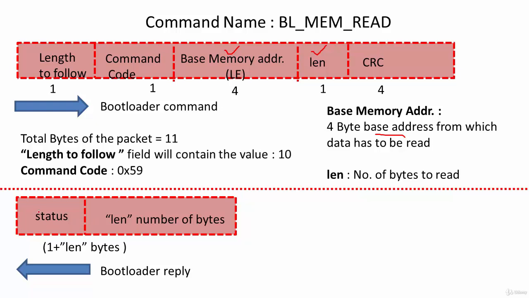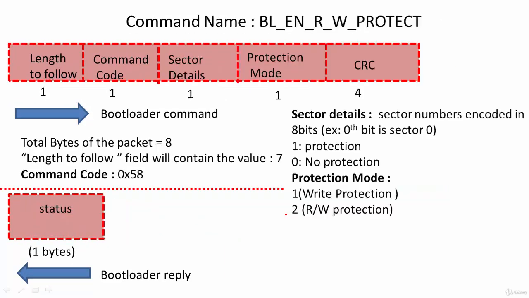So if status is 0, then it's a success. If status field is 1, then it's a failure. So if status field is 1, then this is ignored, and if the status field is 0, that means it's a success, and this will contain length number of bytes. Okay, great. Now let's move to the next command, that is bootloader enable read write protect.